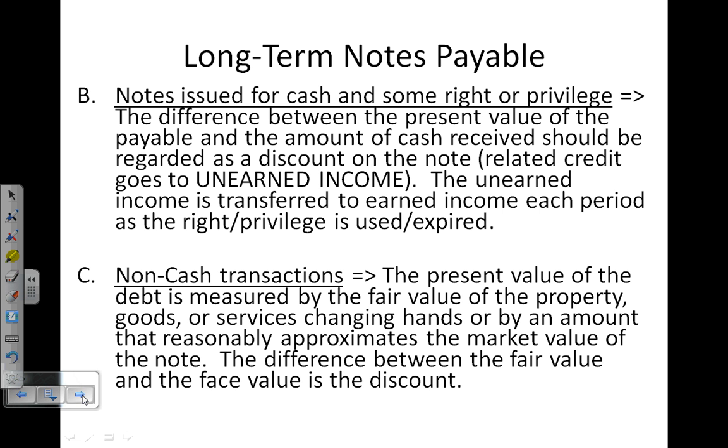But normally what happens here is you're going to get the full face value of the note, and then credit goes to unearned income. So we're really looking at the difference between the cash received and the fair value of the note.